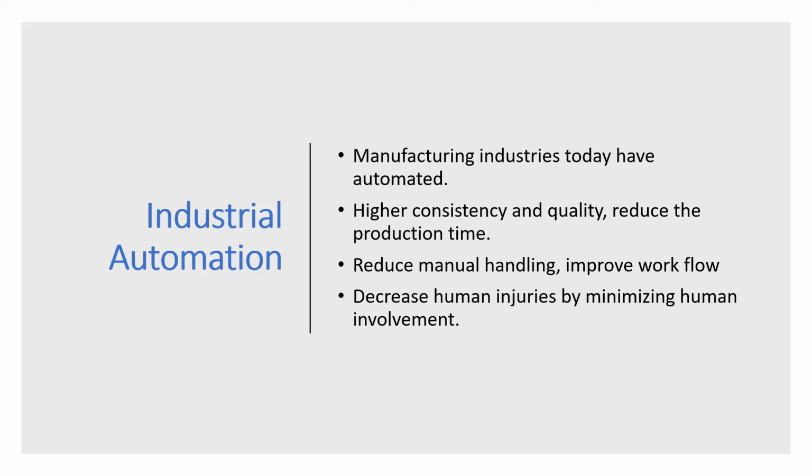I would like to start this presentation with a brief introduction about industrial automation. Most manufacturing process industries today have automated almost all of the manufacturing processes. In the scope of industrialization, automation is a step beyond mechanization. The main advantages of an automated manufacturing are higher consistency, higher quality, reduction of production time, simplification of production, reduction of manual handling, improving workflow, and the decrease of human injuries by minimizing human involvement.